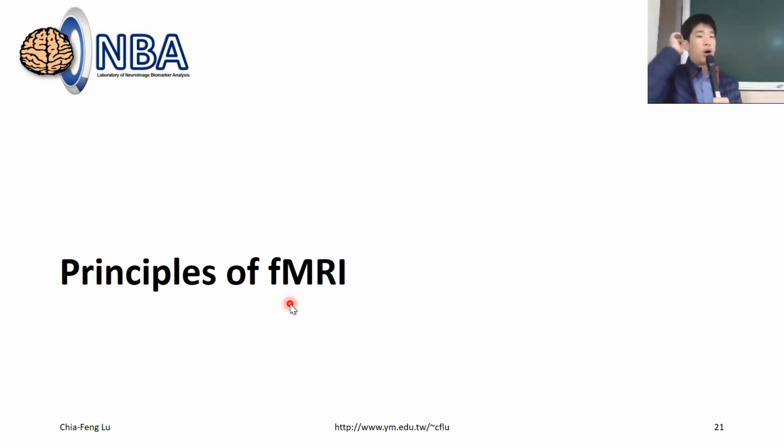In the second part, we are going to talk about the principles of fMRI. So now we know the basic physiology behind the neurovascular coupling, and now we'd like to know how we can use fMRI to probe or to measure the vascular response.